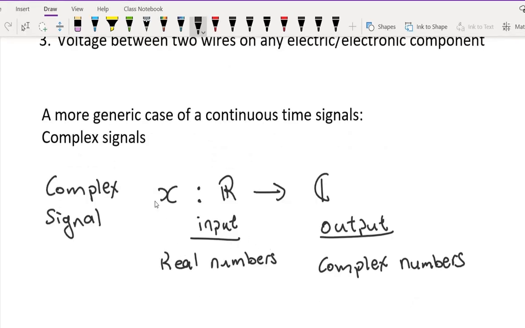A more generic case of continuous time signals would be complex signals. So far, we have been restricting the output of the signal to be real numbers, but we don't have to restrict the output to be real numbers. We can extend it to saying the output can be any complex numbers. So such a signal where the inputs are any real number, which we will usually interpret as time, and the output can be any complex number, will be a complex signal.